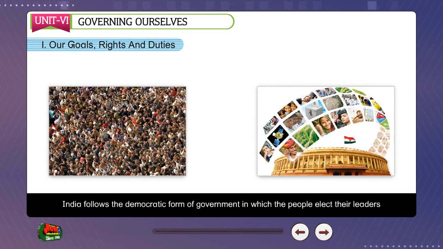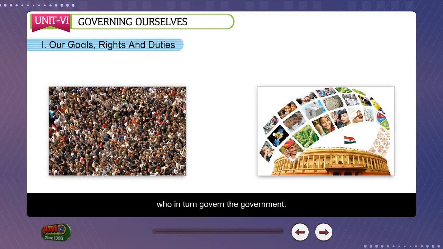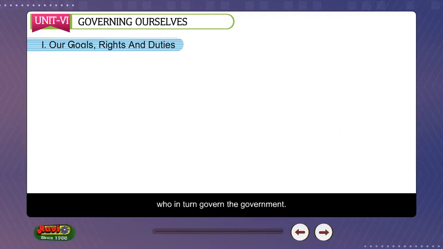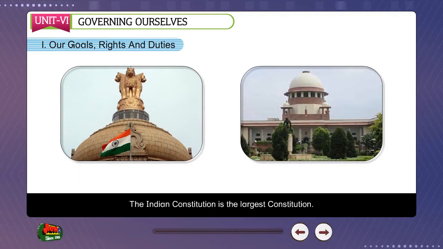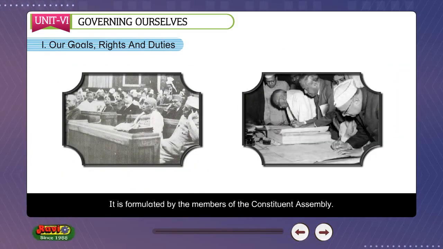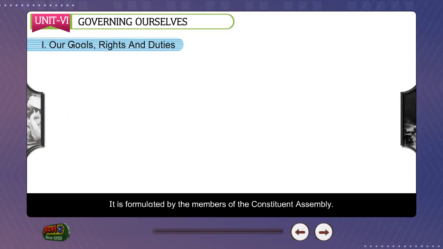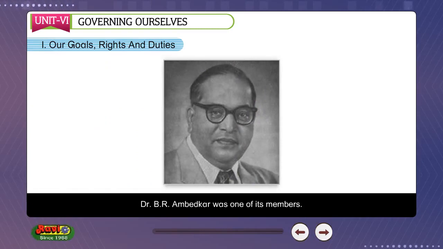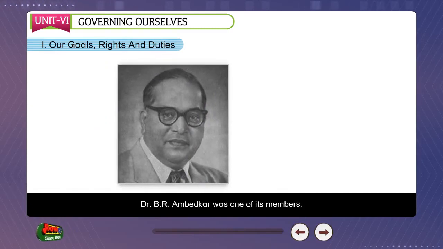India follows the democratic form of government in which the people elect their leaders who in turn govern the government. The Indian Constitution is the largest constitution. It is formulated by the members of the Constituent Assembly. Dr. B.R. Ambedkar was one of its members.